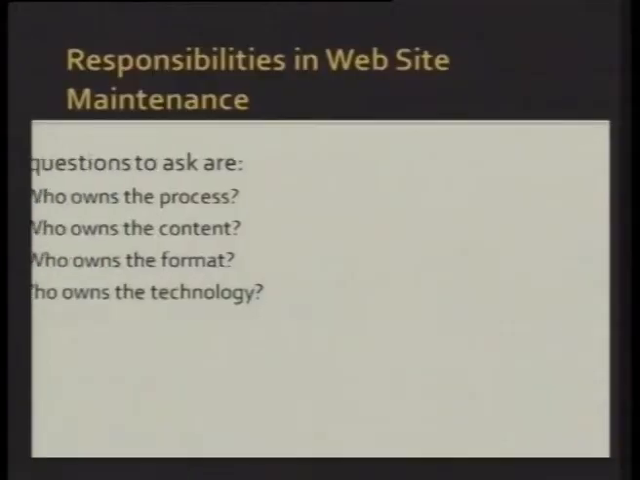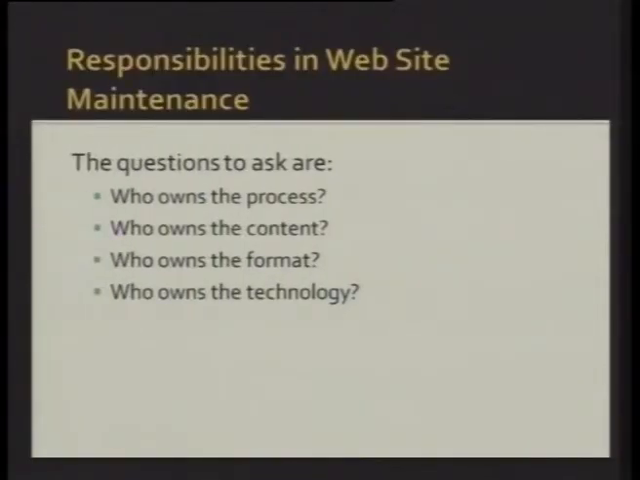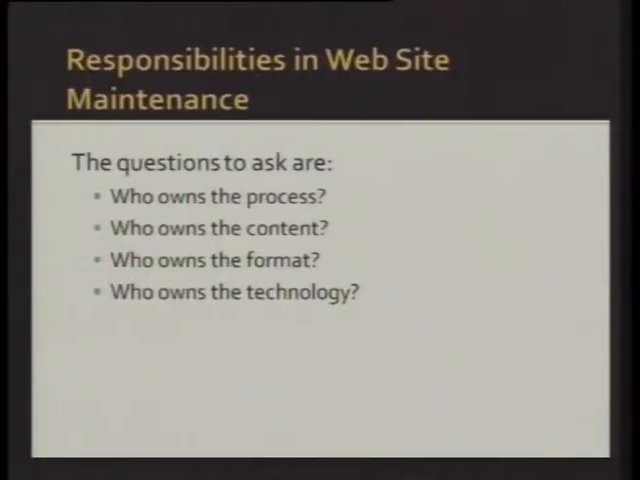Responsibilities in website maintenance, the questions to ask: who owns the process? You have to define a particular person who will be responsible for the process. Who owns the content? Who is an expert in writing about that content? Who owns the format? Which is the most user friendly format which a user is looking for? Who owns the technology? Maybe you have to involve an IT person. So, for website maintenance, you need to address these questions when you are doing online marketing.